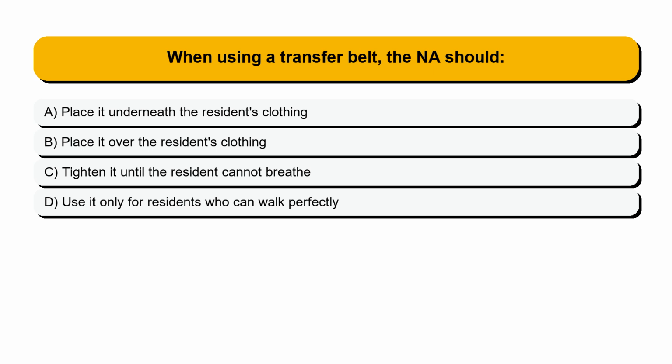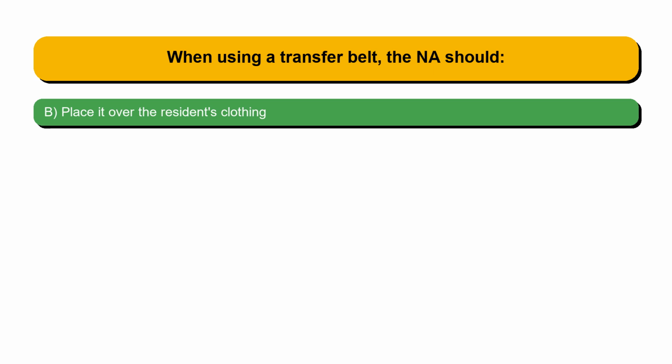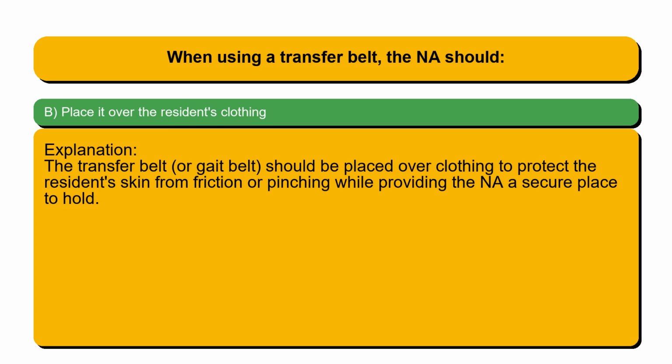Question 74. When using a transfer belt, the NNAAP should: Option A, place it underneath the resident's clothing. Option B, place it over the resident's clothing. Option C, tighten it until the resident cannot breathe. Option D, use it only for residents who can walk perfectly. The correct answer is option B, place it over the resident's clothing. The transfer belt, or gait belt, should be placed over clothing to protect the resident's skin from friction or pinching while providing the NNAAP a secure place to hold.